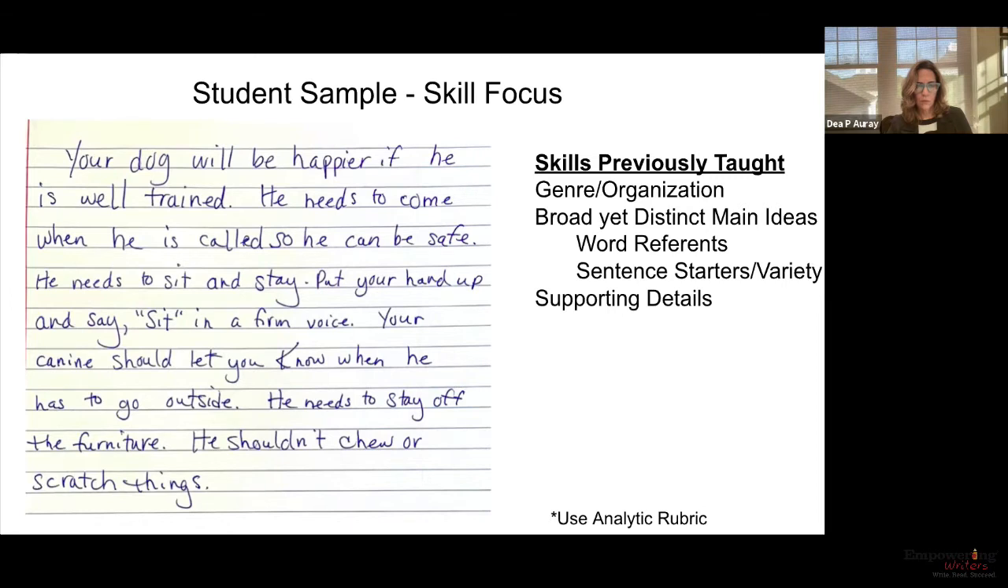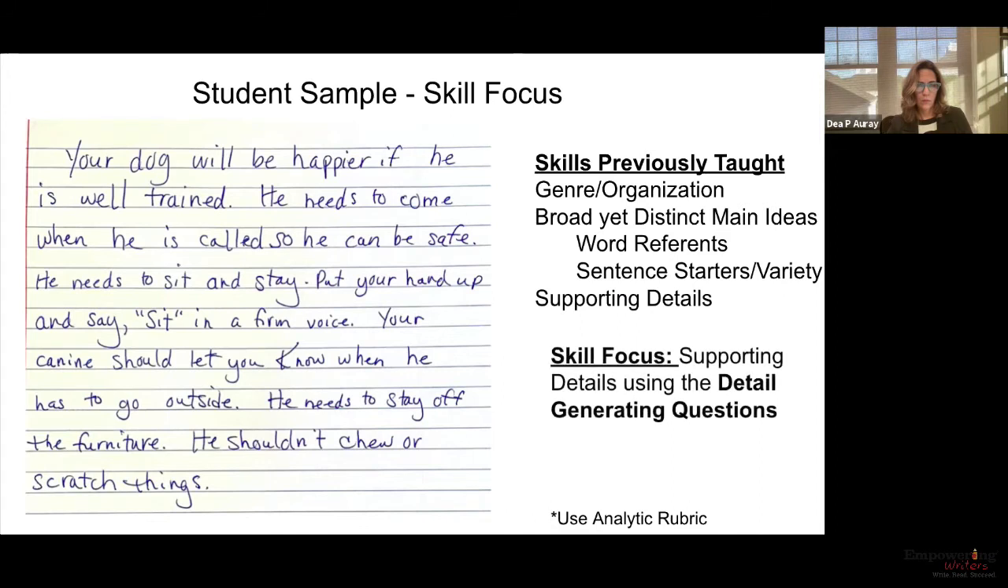So some of you are looking at this and you're thinking, wow, that's not so bad. I think that's pretty good. And I agree with you. The student has some skill. There is some baseline here that we can look to. But to be honest with you, the skill focus that's really the weakest in this particular piece, and the one that I want to hone in on, is the supporting details and using what we call the detail generating questions.